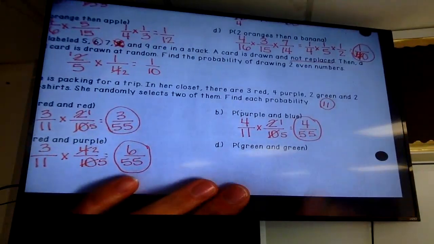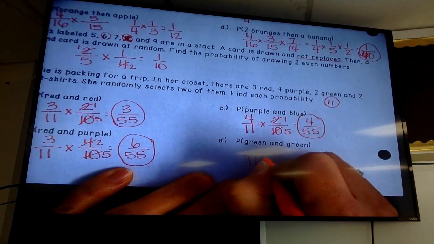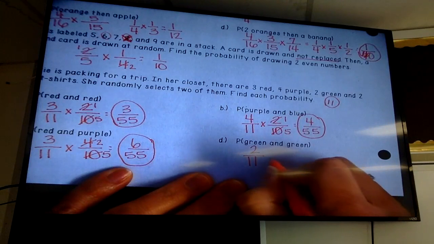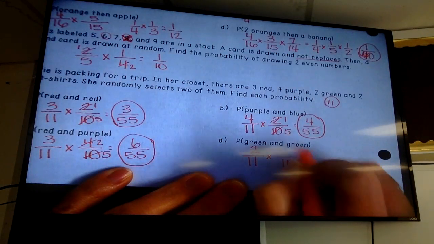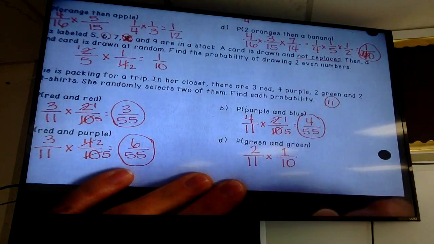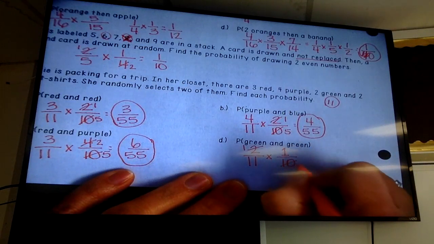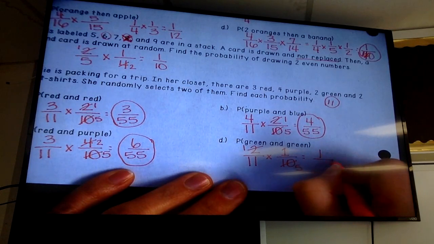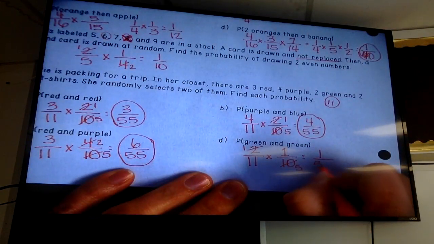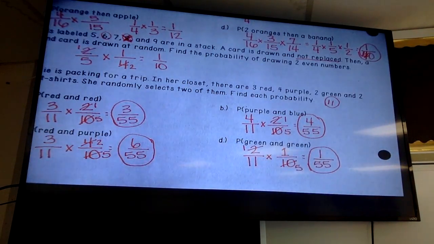And the last one is a green and a green. Okay, so 11 shirts in her closet. 2 of them are green. Times. Now she only has 10 shirts in her closet, and now only 1 of them is green because 1's been put in her bag. I could simplify a little bit here with my 2 and my 10. 1 times 1 is 1, and 11 times 5 is 55. So we would guess that 1 out of every 55 times she picked shirts would she pull 2 green shirts.